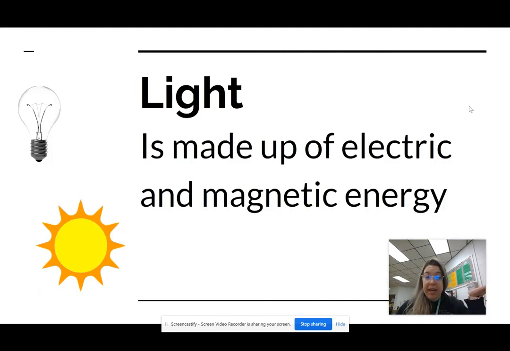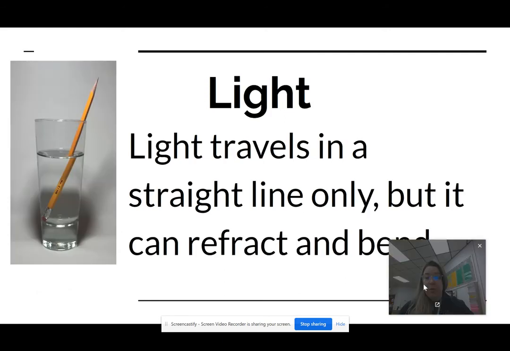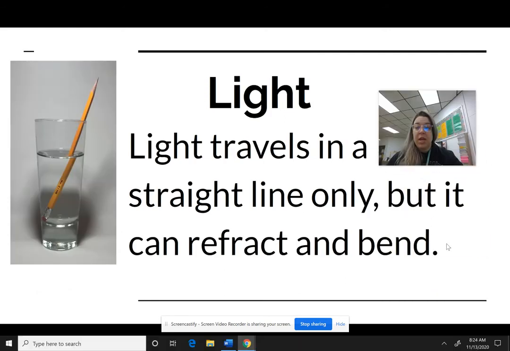Next, we're going to talk about light. So light is made up of electric and magnetic energy. Okay, light travels in a straight line only. So it only goes straight. And again, we'll get more into it when we are reading about it. I'll give you some more examples. But it can refract and bend. So that's a big part of what we're talking about.